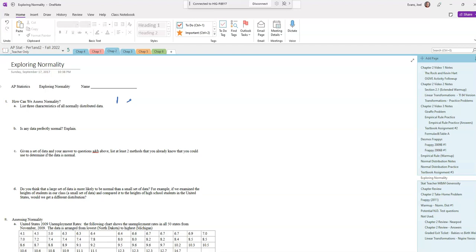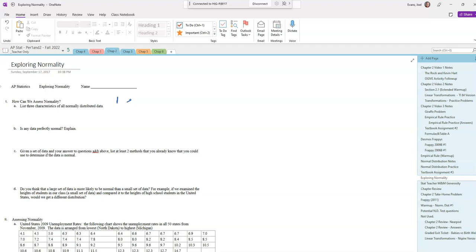If you're given a set of data and you have your answer to questions A and B, list two methods you already know that you could use to determine if the data is normal. Well, we could draw a picture of it and see if it appears symmetric. We could calculate the mean and the median and see if they're approximately the same. And finally, we could do an analysis of the empirical rule, and I'll show you what I mean by that in a minute.